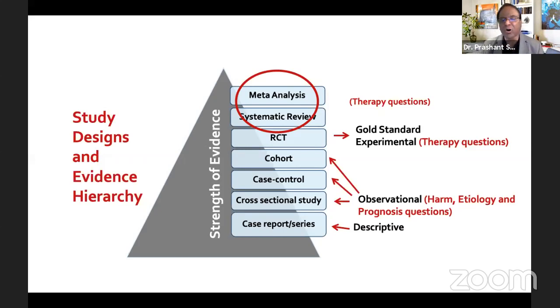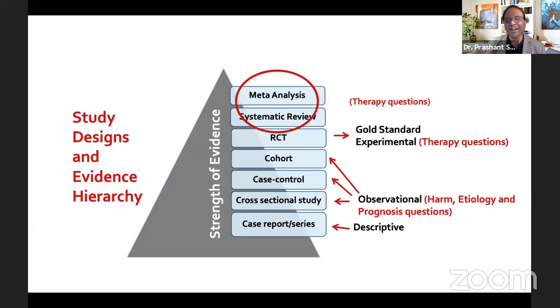Then on top of that, we have the cohort study. The word cohort itself tells you it's a group of people with similar characteristics. So you have a group of people who are exposed and a group of people who are not exposed. Now these two groups are followed in the future to determine the target outcome. So those are prospective studies. These are forward-looking studies because we are following these patients in the future.